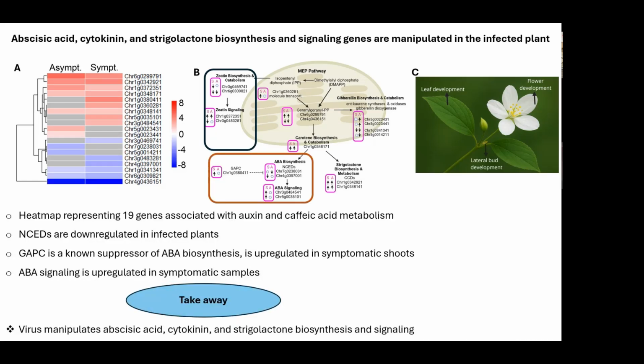Then we went ahead to look at the genes associated with ABA biosynthesis and signaling. And you can see here the NCED genes, which are involved in biosynthesis of ABA, are downregulated. But when you come to signaling, we expect it to be downregulated, but the signaling is upregulated. And one of the most interesting genes is the one which is the negative regulator of ABA biosynthesis, and you can see it is more upregulated in symptomatic.